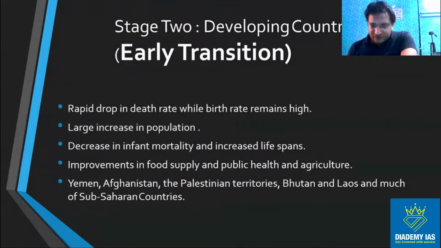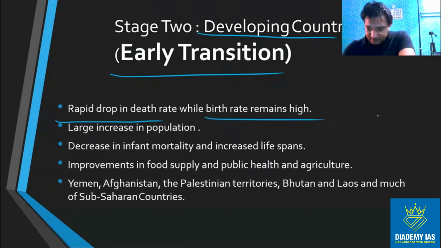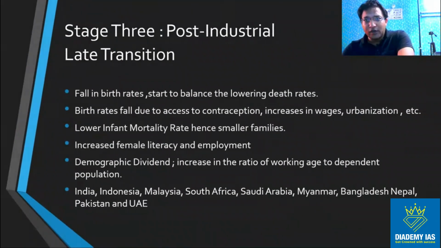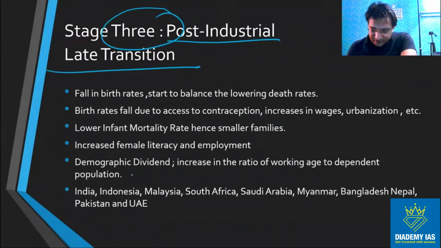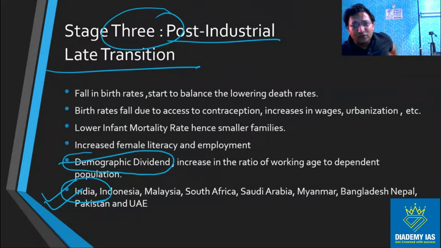Then we have early transition for developing country, rapid drop in death rate, but birth rate remains high. So I have discussed all of these. You can see. Now coming to India. India is in the 3rd stage, post-industrial late transition, right? So we are in the 3rd stage. India के बारे में आपको जानना है तो we are in the 3rd stage. That is why we are also having the opportunity for the demographic dividend. So India में we are having the opportunity for the demographic dividend, right?